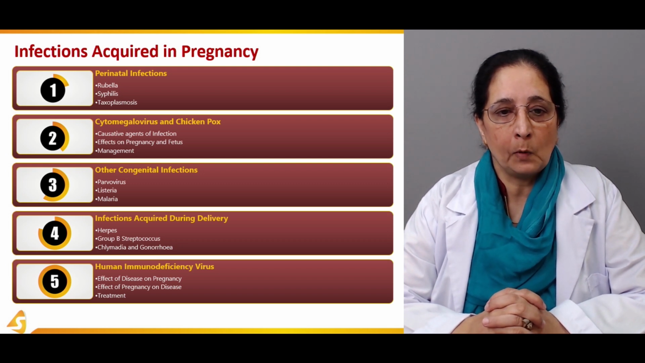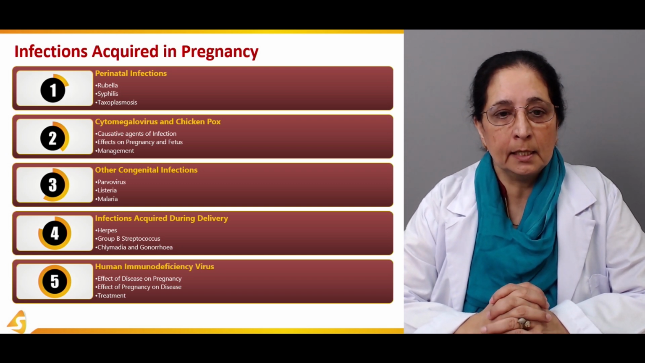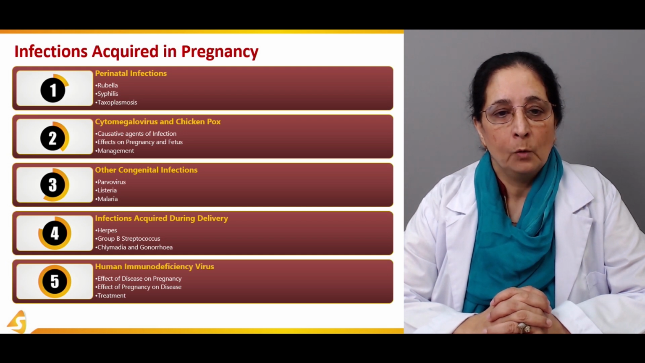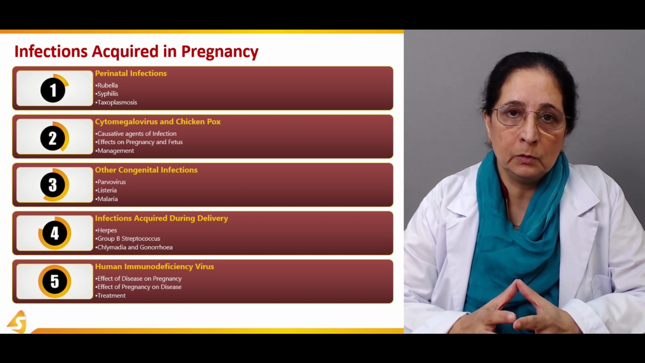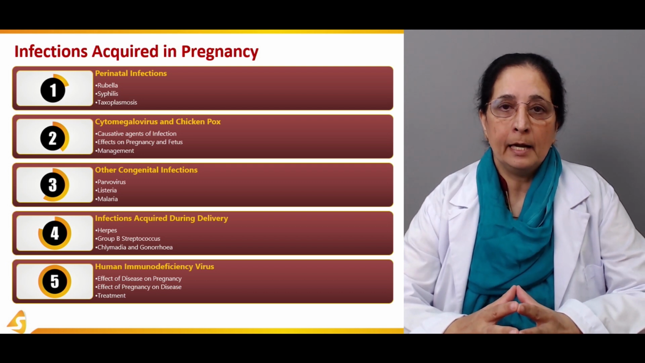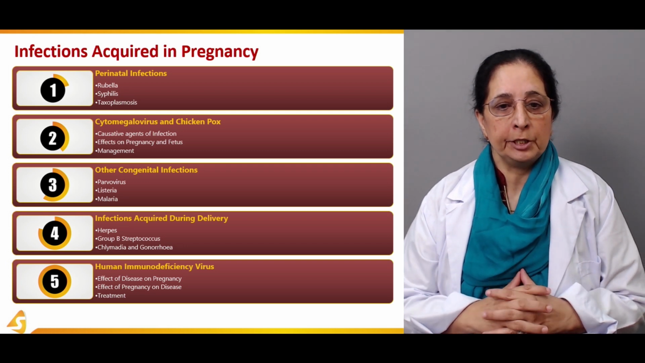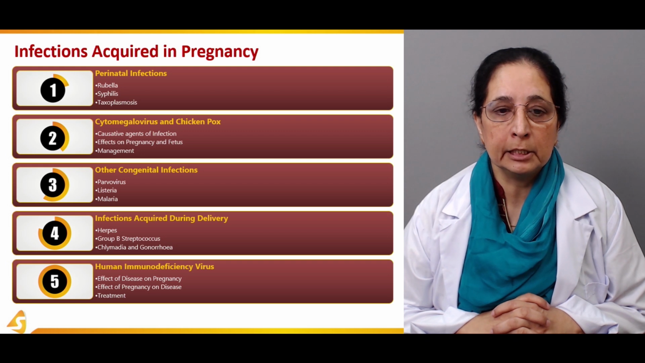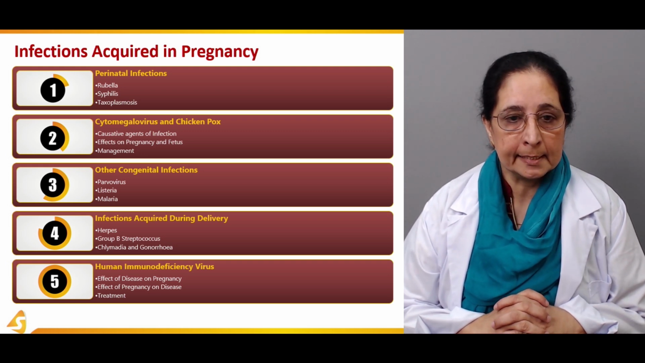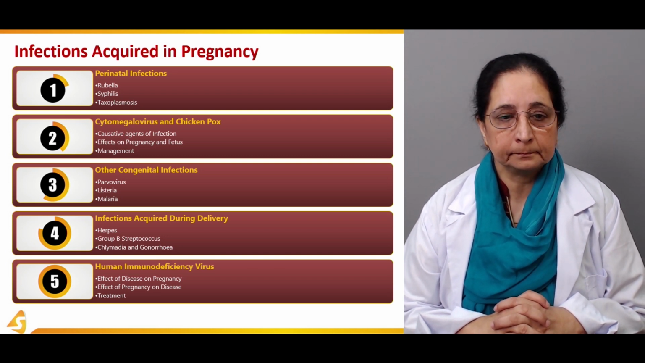In the second section, we will talk about cytomegalovirus and chicken pox. What are the causative agents of these infections, cytomegalovirus and chicken pox? What are the effects of these two conditions on pregnancy and fetus, and how these can be managed? Then in the third section, we will talk about some other congenital infections like parvovirus infection, listeria, and malaria.